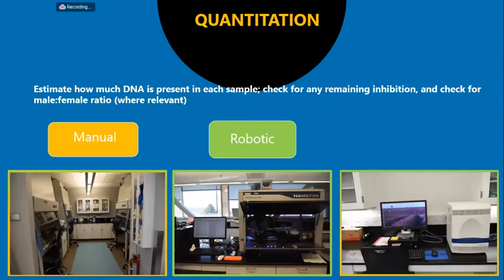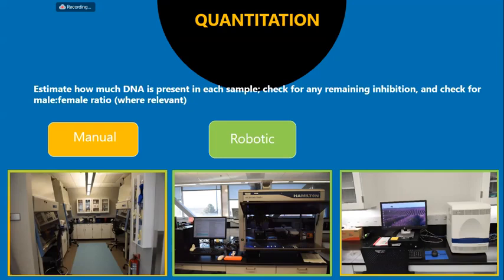So once we've extracted the DNA, we've got it all cleaned up, it's ready to go. We have it in solution. The next thing we're going to want to do is find out how much DNA is in our sample. Quantitation can also help us check for any remaining inhibition or issues that we have with our sample. And it can also give us a male-female ratio.